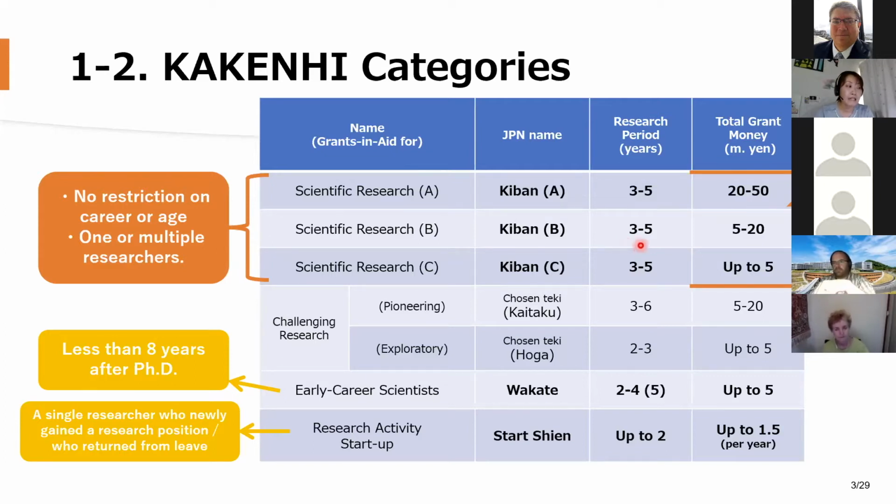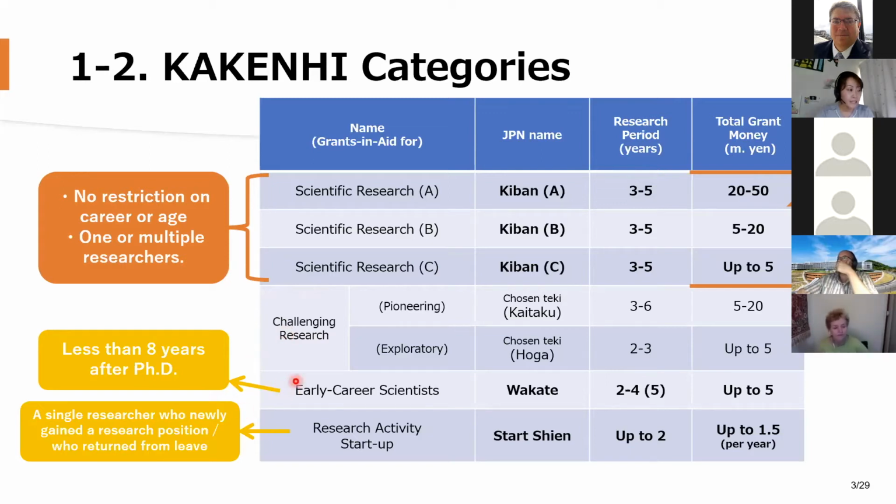And Kiban A is, generally speaking, for science fields in which a project may need really expensive machines or facilities. And if your research is really challenging, you might be able to choose the challenging research category. But to be honest, I don't know well about this category.